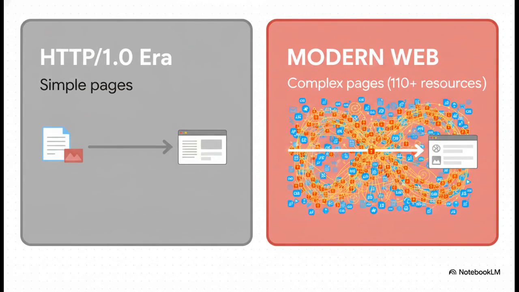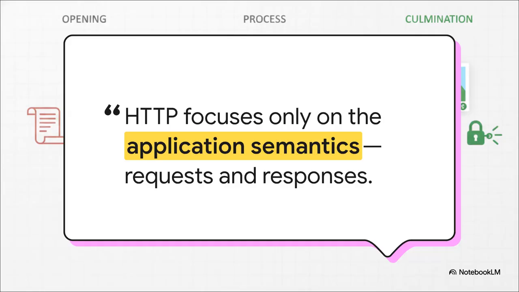Which brings us to the ultimate breaking point. What worked flawlessly for the simple web of the past, where a page was maybe some text and a tiny image, becomes an absolute traffic jam today. A modern web page easily demands 100 to 300 concurrent assets. Forcing a browser to do 300 separate TCP handshakes just to load a news article would make the modern web practically unusable.